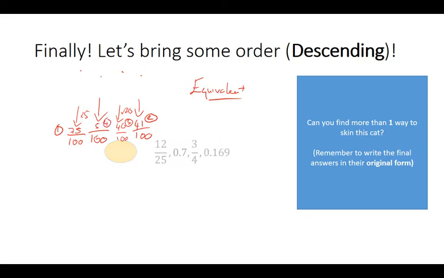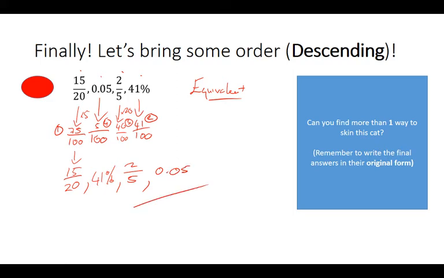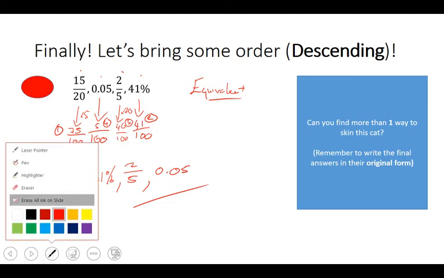We have to write them in the form we found them in. Let's go back. So it will have to go to 15 over 20. Second is here, 41%. Third is here, that is 2 over 5, and 0.05. Done. I'll delete that before we move on.